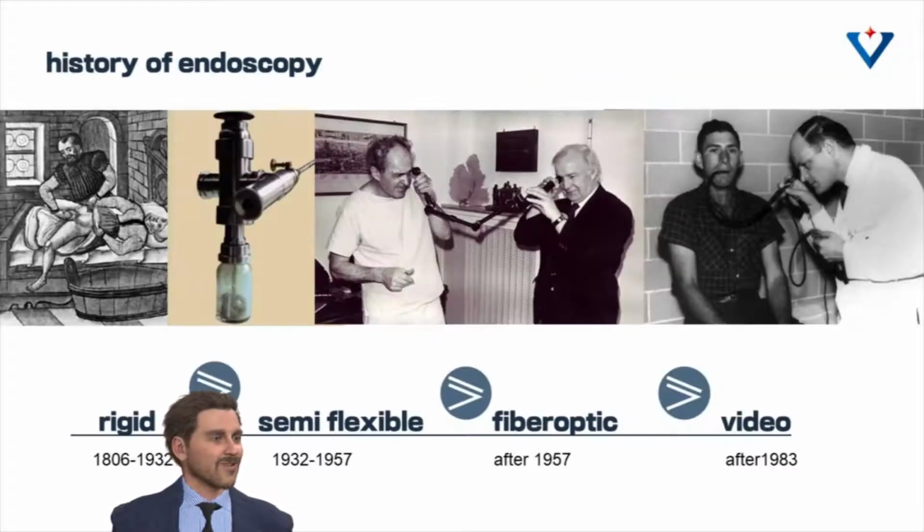The development of endoscopy mainly went through four stages: rigid endoscopy, 1806 to 1932; semi-flexible endoscope, 1932 to 1957; fiber endoscopy, after 1957; electronic endoscopy, after 1983, and electronic endoscopy has become the mainstream endoscope. But the very first endoscopes really date back to the 19th century. They were semi-flexible instruments, with poor optics and weren't particularly useful.